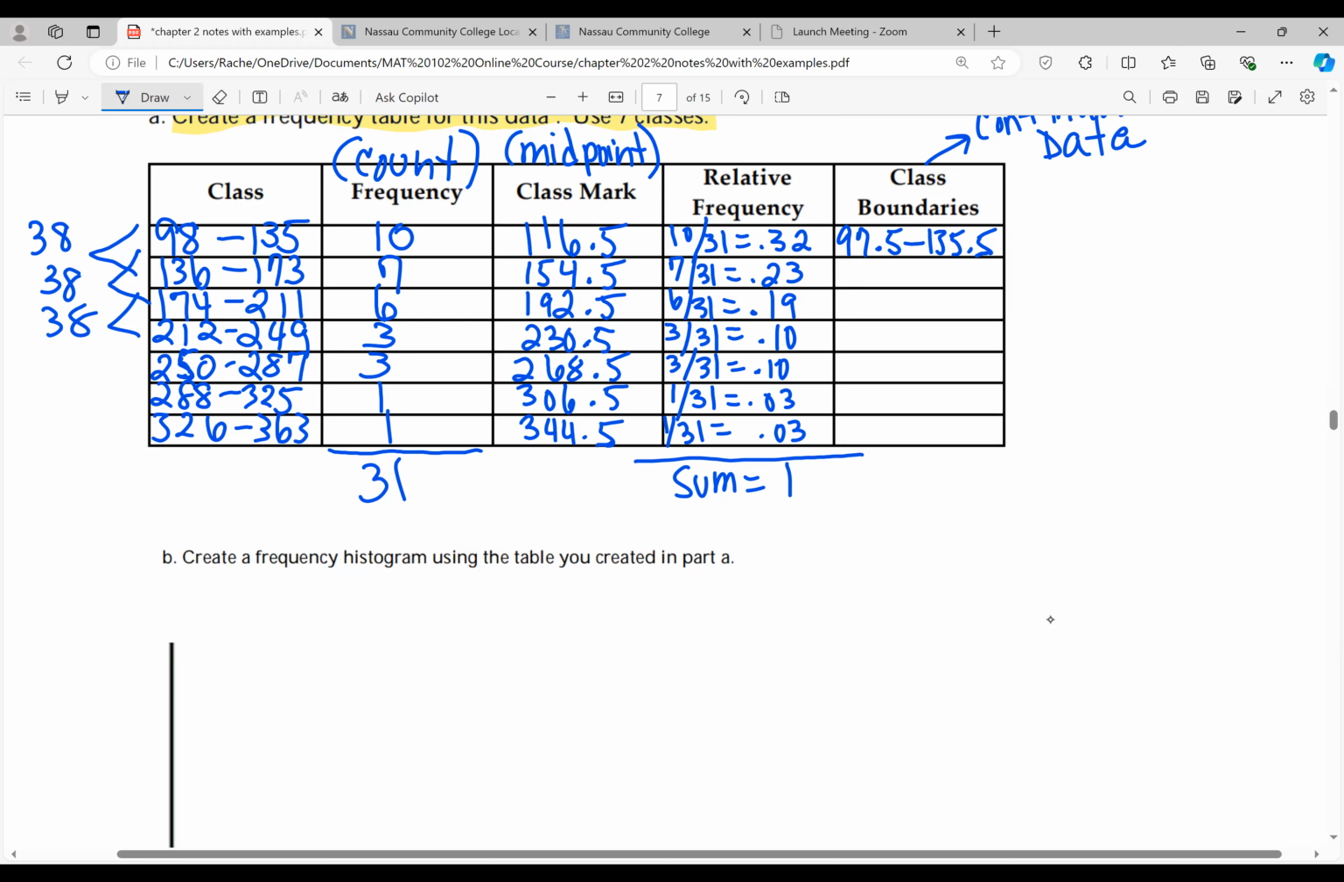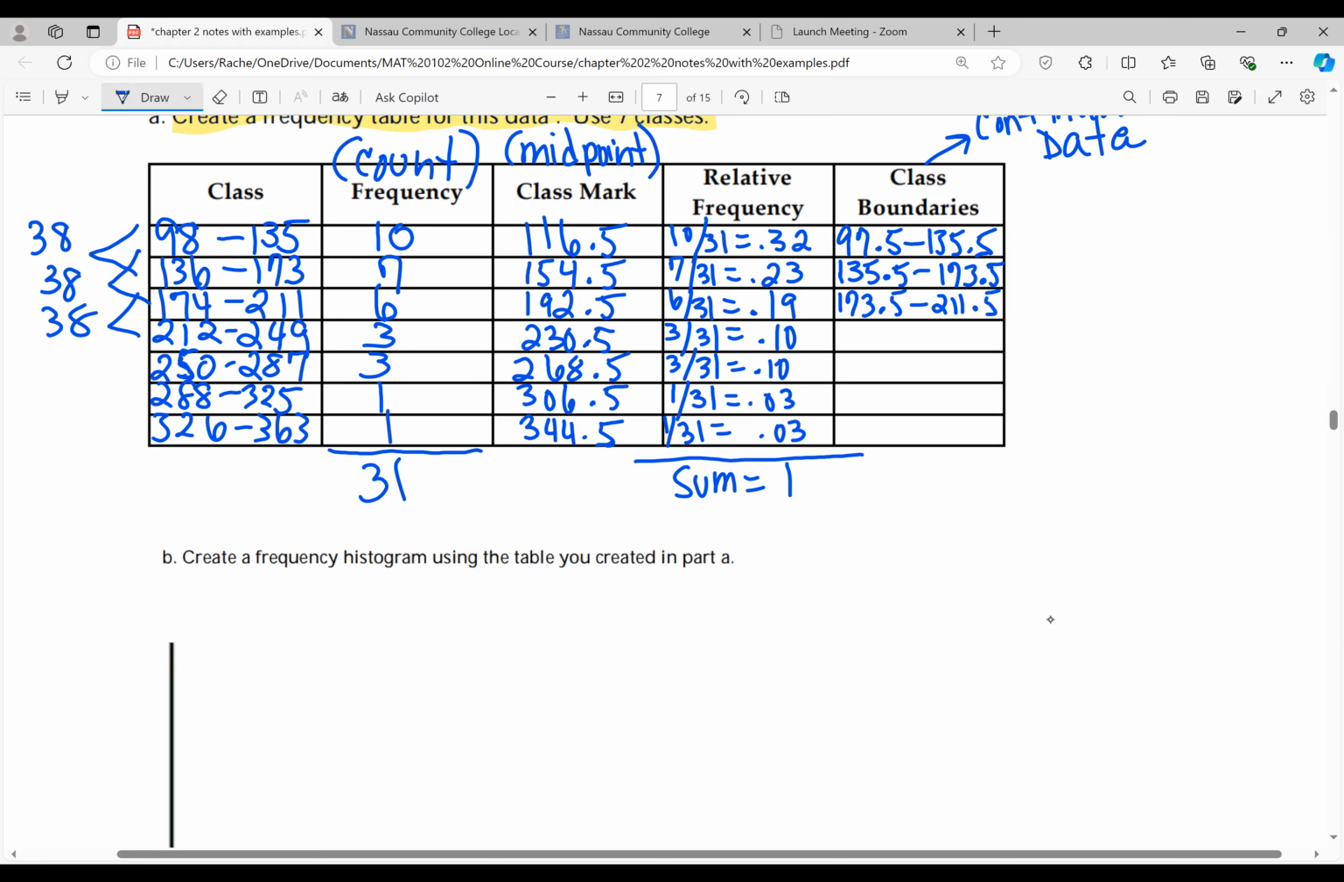Let's do the same thing for the next class, 136 to 173. Take the lower limit, 136, subtract 1/2, so we're going to get 135.5. And then add 1/2 to the upper limit of 173, so we're going to get 173.5. The next class, I should say, is 174 to 211. Subtract 1/2 from the lower limit, from 174, so that's going to be 173.5. And then add the 1/2 to 211, so 211 plus 1/2 is going to be 211.5.